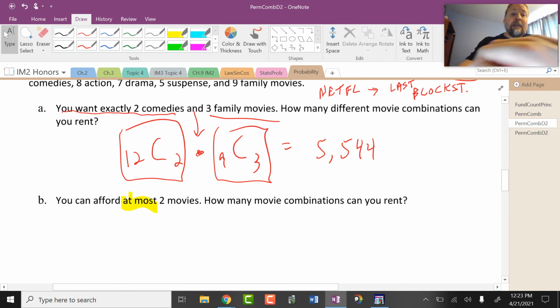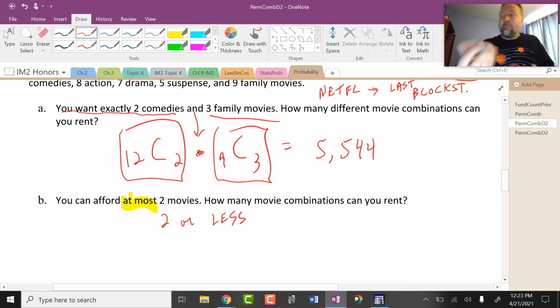But at most means 2 or less. That's what it means. If I have at most $5 in my wallet, I have 5 or 4 or 3 or 2 or 1 or 0. And did you hear that? Or 0. So I think in this case, 0 does make sense.